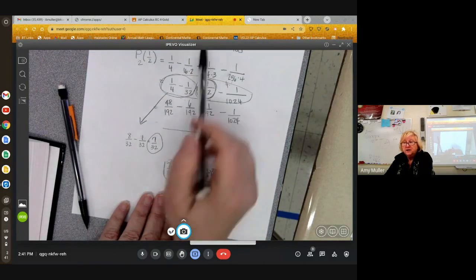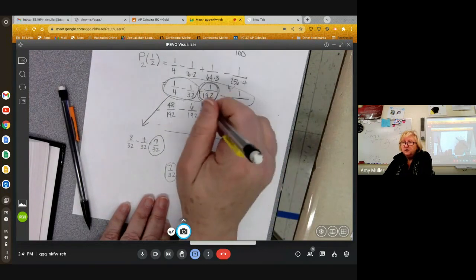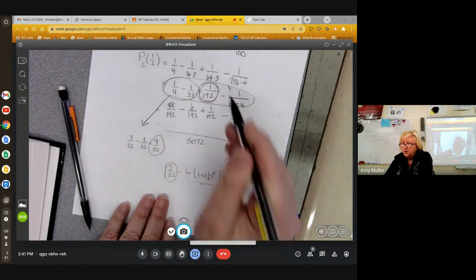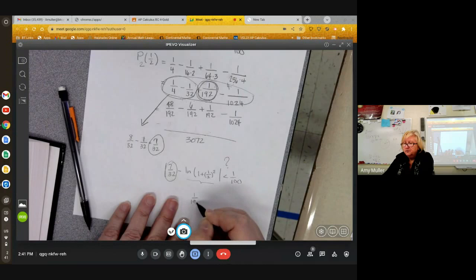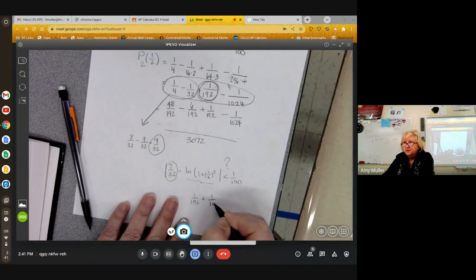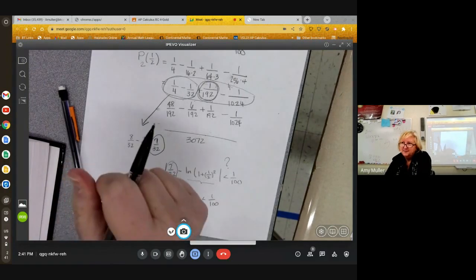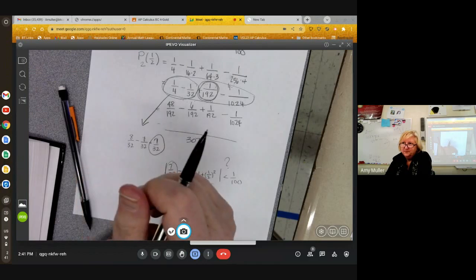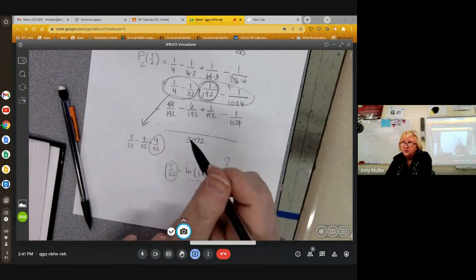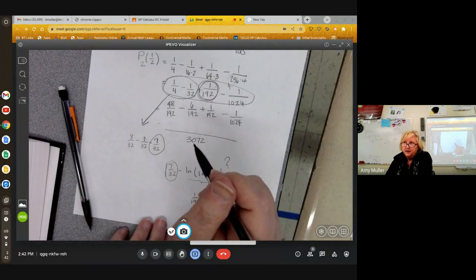Because this is alternating, is it not? I'd be throwing this in the trash. Is 1/192 less than 1/100? Yes. This is the alternating series error bound. Oh, and that's just another error.